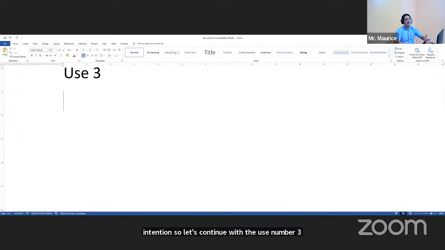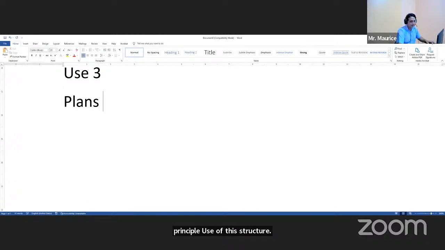Well, use number 3 might be considered the principal use of this structure: plans. Be going to is mainly used to describe activities or events that we have already decided to do in the future. In other words, plans.